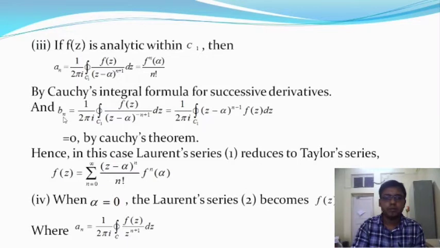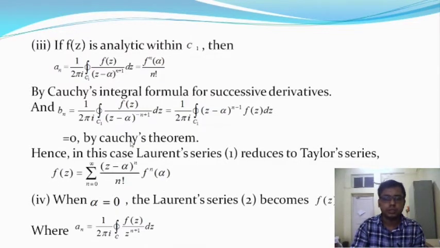And from bₙ, you know bₙ is equal to 1 by 2 pi i closed integration over c1 of f of z by (z minus alpha) whole to the power minus n plus 1 dz, which gives 1 by 2 pi i closed integration over c1 of (z minus alpha) whole to the power n minus 1 into f of z dz. Now we can apply Cauchy's theorem and we get the value of this integration, the value of bₙ, as 0. Hence in this case the Laurent series is reduced to the Taylor series, f of z equal to the summation over n equal to 0 to infinity of (z minus alpha) whole to the power n by n factorial into f to the power n of alpha, and this is the mathematical expression of the Taylor series.